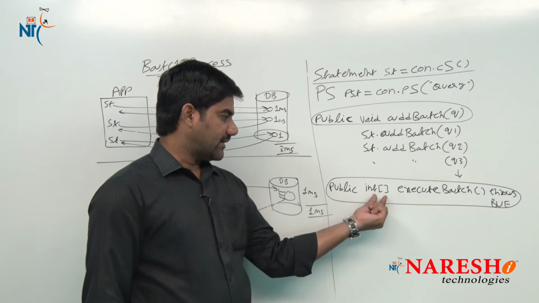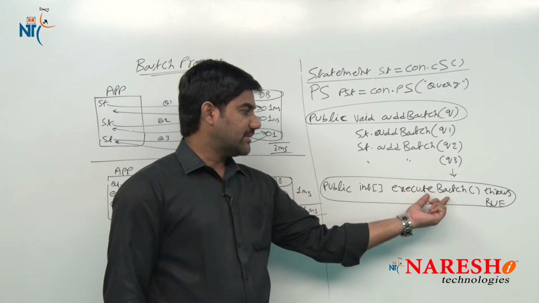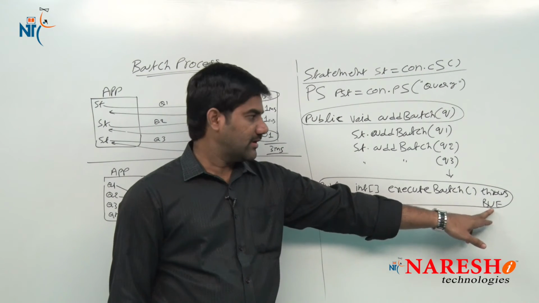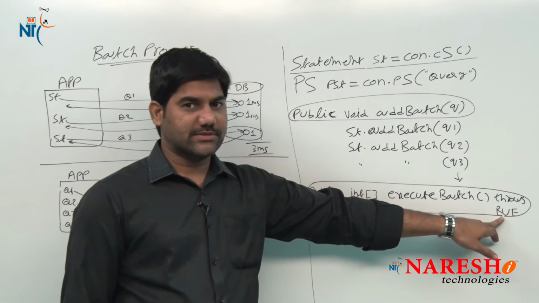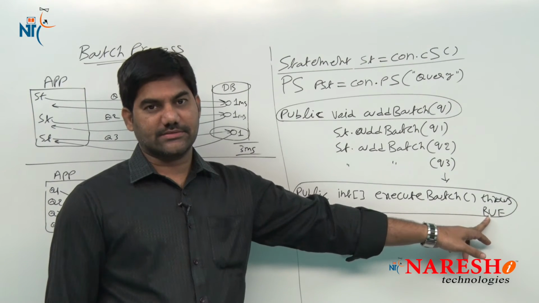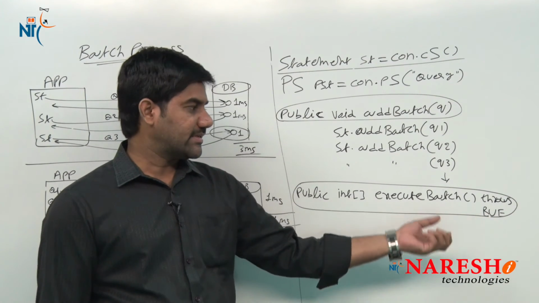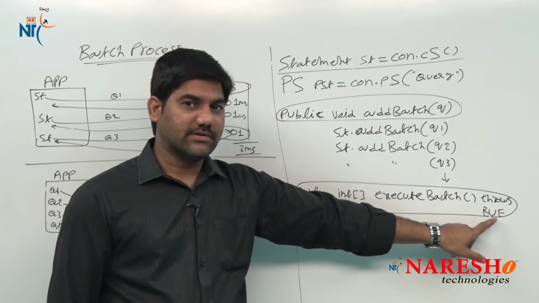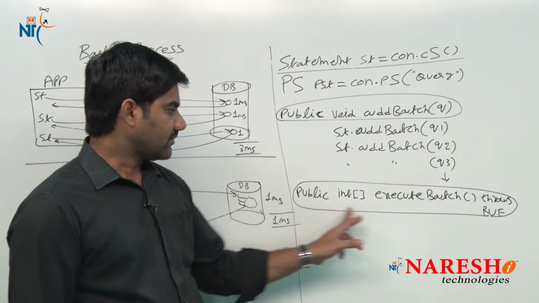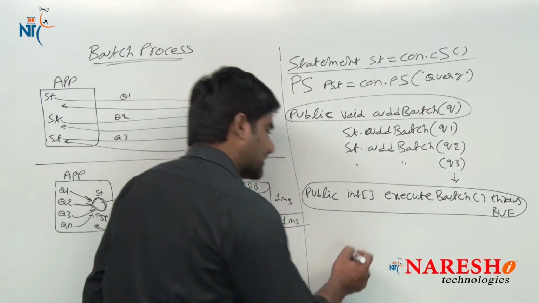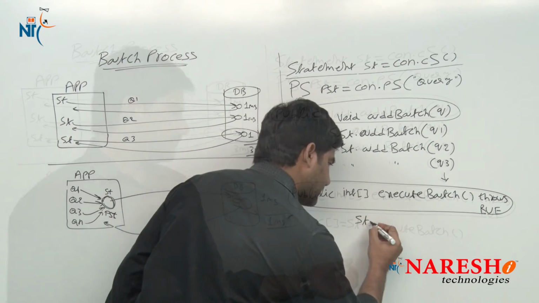Public method, return type is integer array, method name is executeBatch, and it throws BatchUpdateException. Why is it throwing the batch update exception, sir? That is our rule: batches do not allow select queries. By mistake, if you place any select query in this process, while executing it throws this exception. This is the syntax. And how do we utilize this, sir? This is the utilization process.